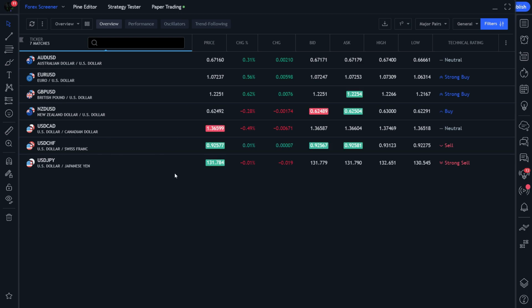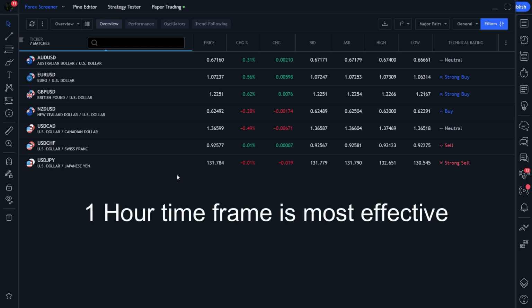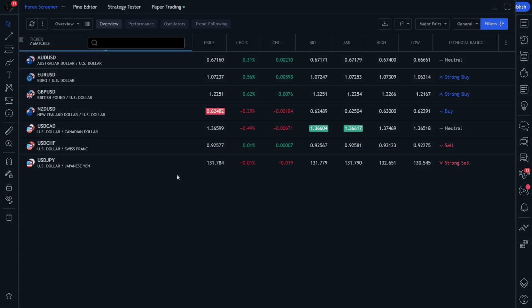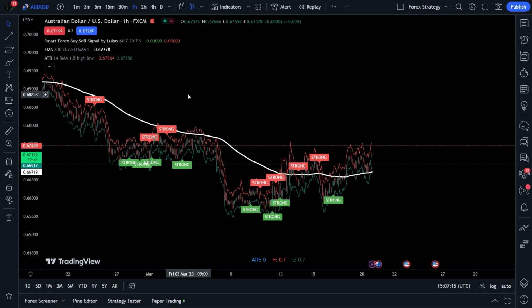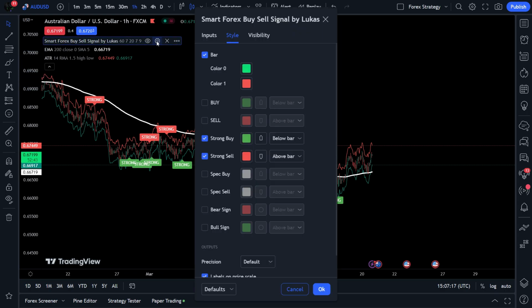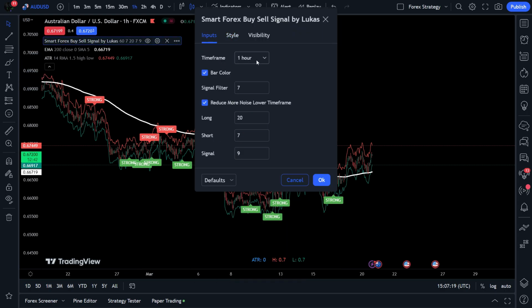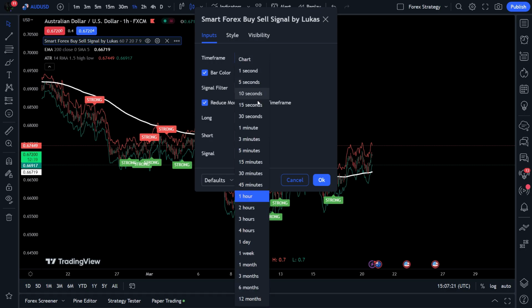Another thing to add for this strategy is that I highly recommend you trade this on the 1 hour time frame. My results have been the best on the 1 hour, but if you desire another time frame, we can change this in our Smart Forex indicator settings. Simply head over to the settings and go to Inputs. In the time frame drop-down menu, switch to the time frame you wish to trade on, and the indicator will adjust its entries for you automatically.